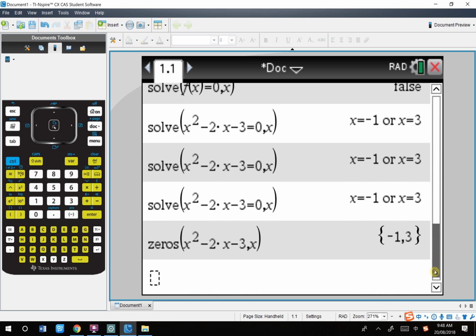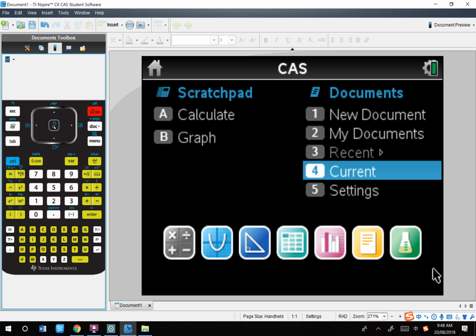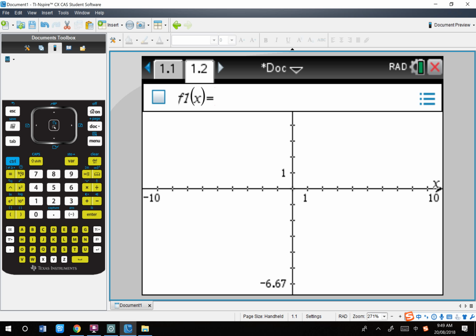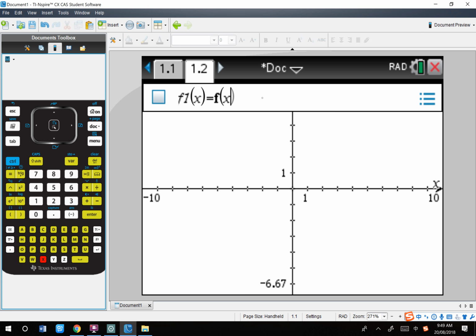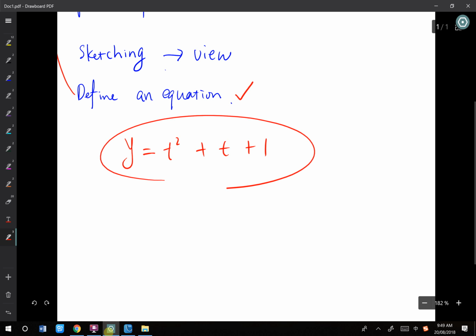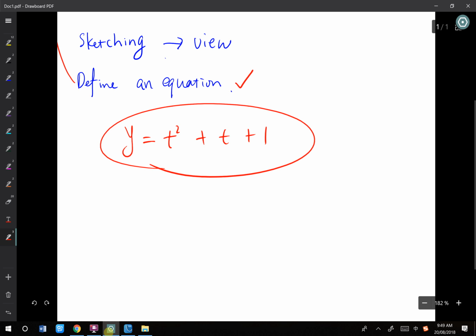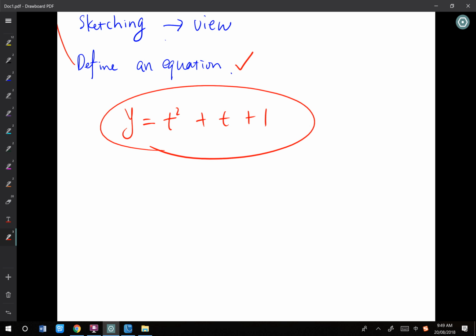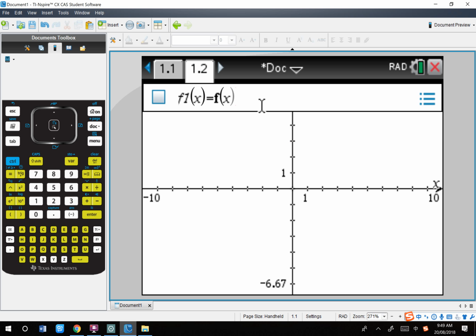Okay, so if we go back and click on the second one, this graphing thing here, I can just put f bracket x here. Remember, if I give you a function to sketch, like y equals t squared plus t plus 1, this is a quadratic as well, right? Your variable is t. On your graphing page, you cannot put t. You must change all your variables back to x.